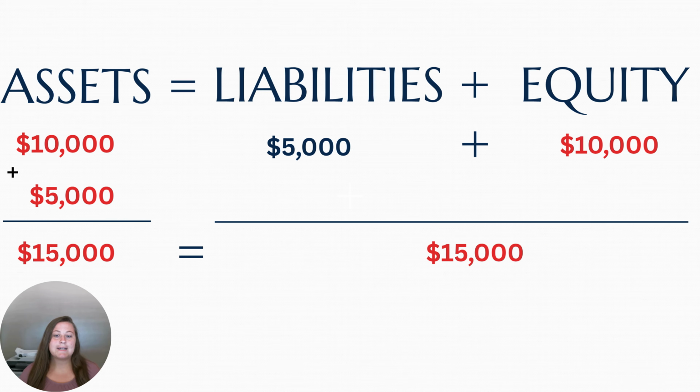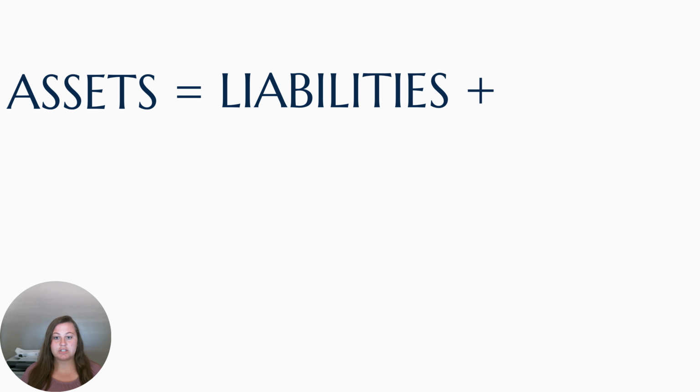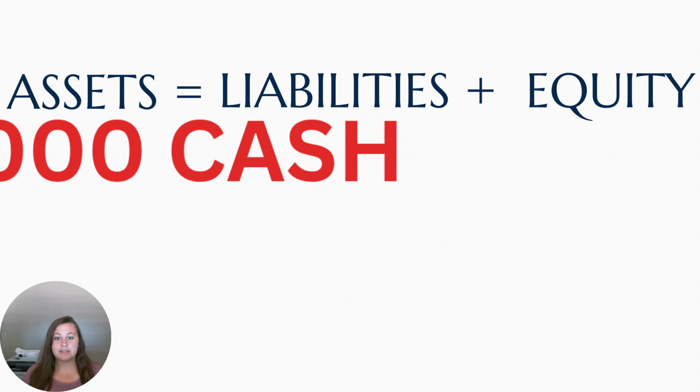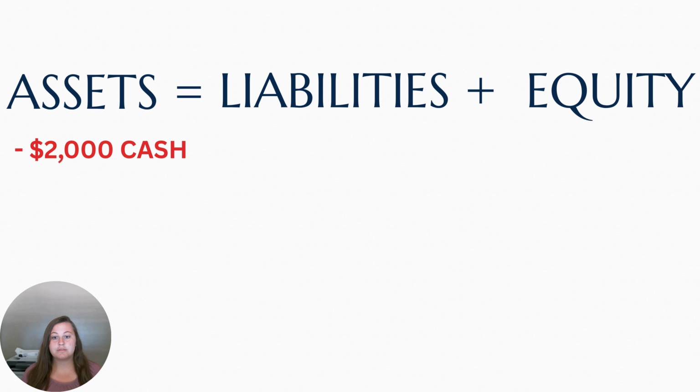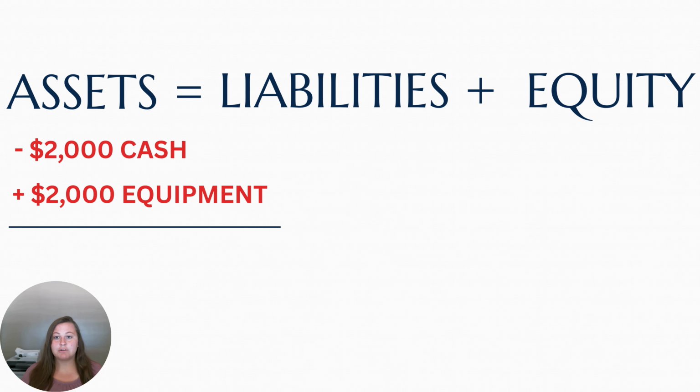Still balanced. Next, the business buys equipment for $2,000 using cash. So what changes? Our cash decreases by that $2,000, which is an asset. So we're decreasing assets by $2,000, but we bought equipment, so we're increasing that asset account or our assets right back by $2,000. So it's a net zero effect on the accounting equation because we're taking $2,000 out of the assets, but we're then increasing assets by $2,000 by the value of the equipment.